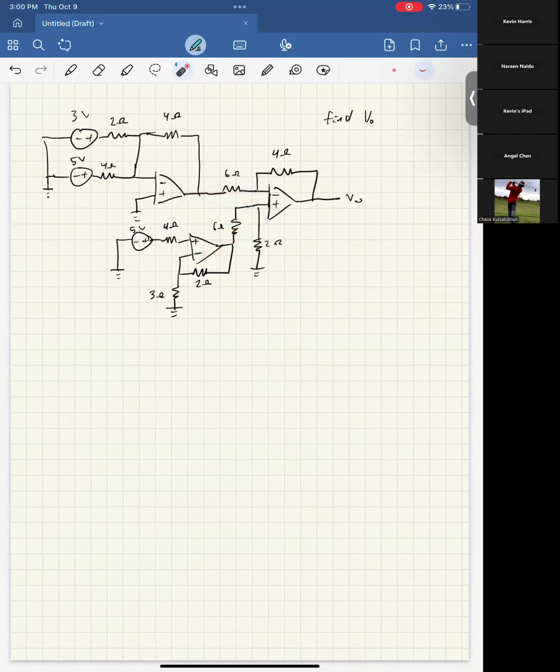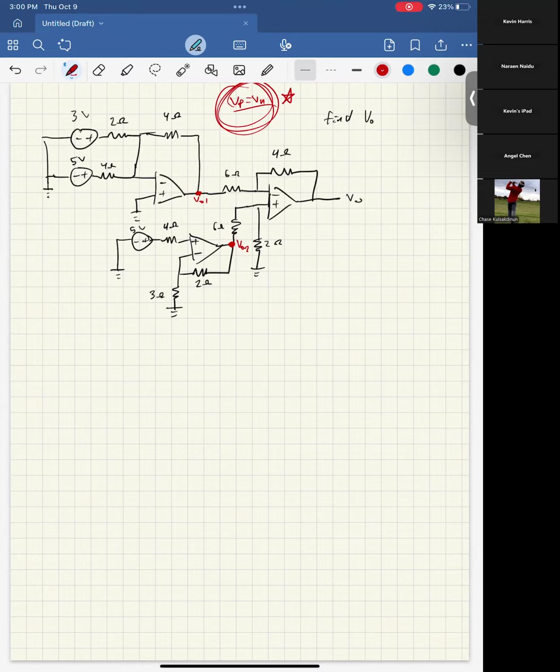So to start, I'll call these V out 1, V out 2, and then we have V out, the actual V out. I'll start with the one on top. Remember, VP equals VM. That's the key thing. Since these are in a negative feedback orientation, where the output is connected back to the negative side, the op amps will always drive the inputs until VP equals VN.